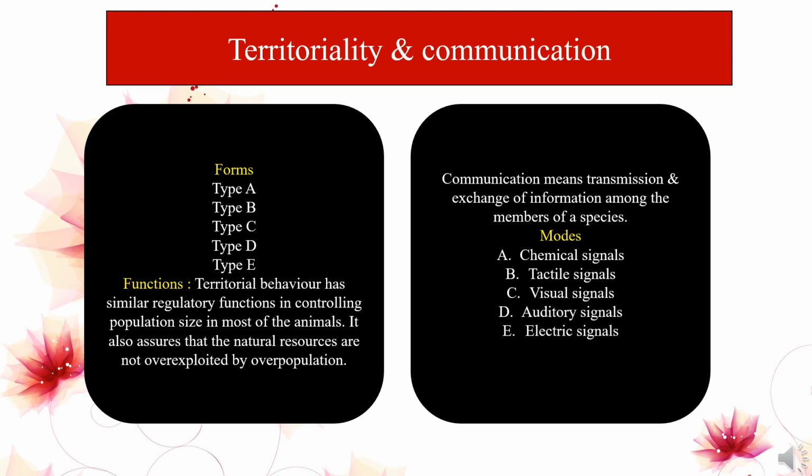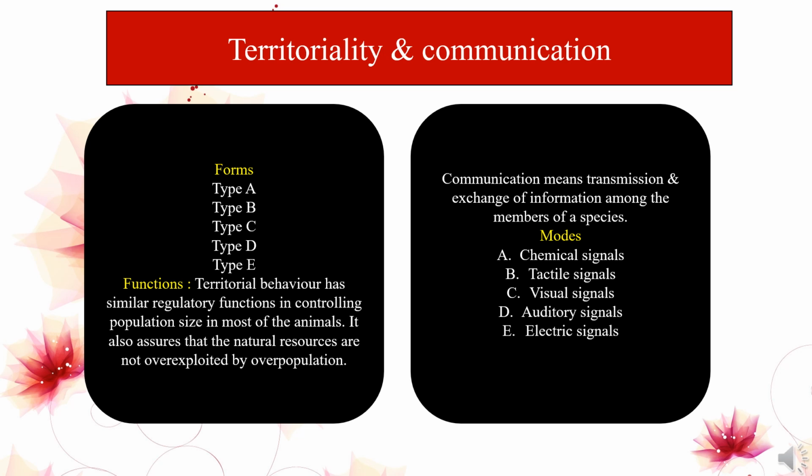And communication. Communication means transmission and exchange of information among the members of a species. It involves sending and receiving specific, meaningful signals and is said to have occurred when an animal performs an act that alters the behavior of another organism. Such interactions are often quite specialized and usually are adaptive for one or both organisms. The accurate transmission and reception of social signals can mean life or death to an organism or its offspring.